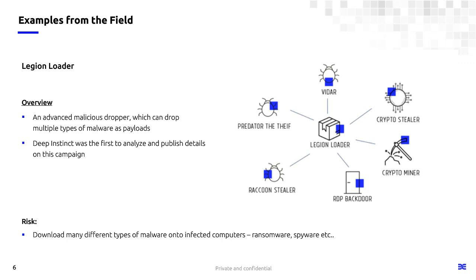As I said before, Deep Instinct was the first to analyze and publish details on this specific Legion Loader campaign. And the risk of this, if it is not prevented in customer sites, is very obvious. This is a dropper which can download and run many, many different kinds of malware. So basically, if it is present in an organization's network, it leaves it open to many additional threats which can run on its network. This could be ransomware, spyware, or anything else the Legion Loader chooses to download and execute.